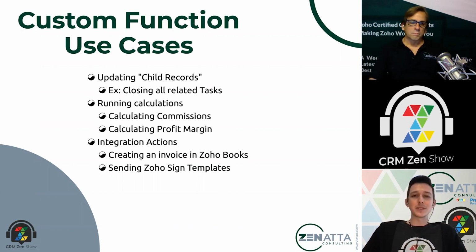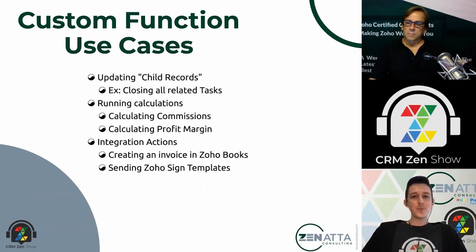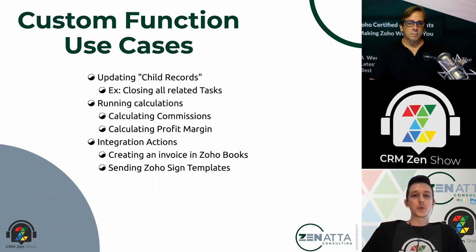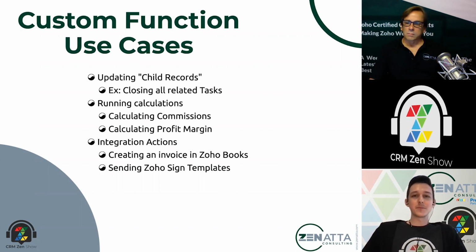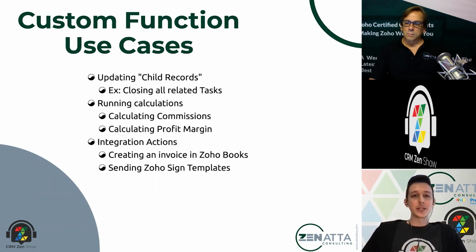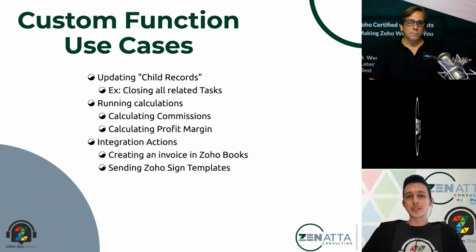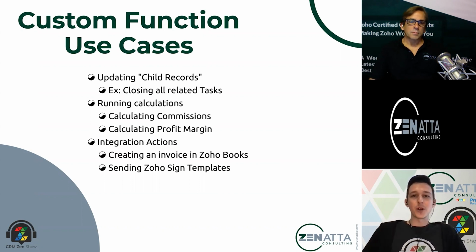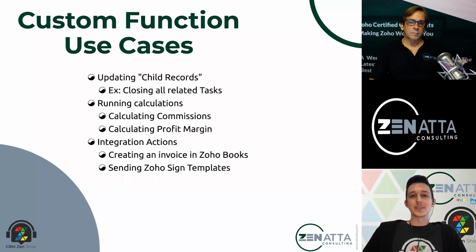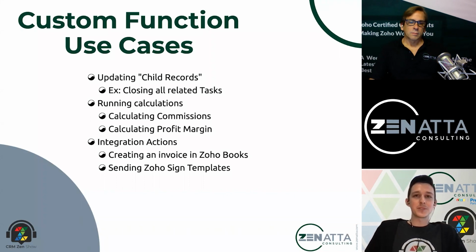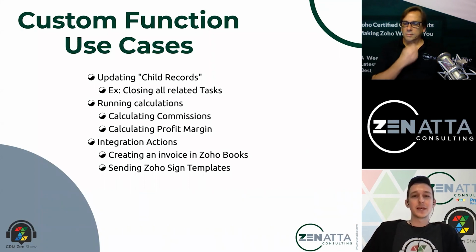Another common one might be something like profit margin, right? If you know that a deal was sold for 20,000 and it's got 5 or 6 products related to it, let's go and look at all those products, figure out what the cost is of all those products, and then sum that and subtract it from whatever our sold amount is to get our profit on that deal.